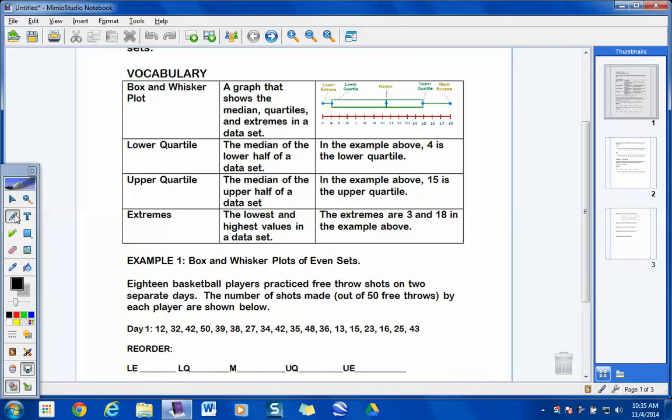So, let me ask this question first. How many of you guys have at least heard of a box and whisker plot before? Not many of us? A few of us? I've heard of it. Okay, well, let's maybe talk through it.